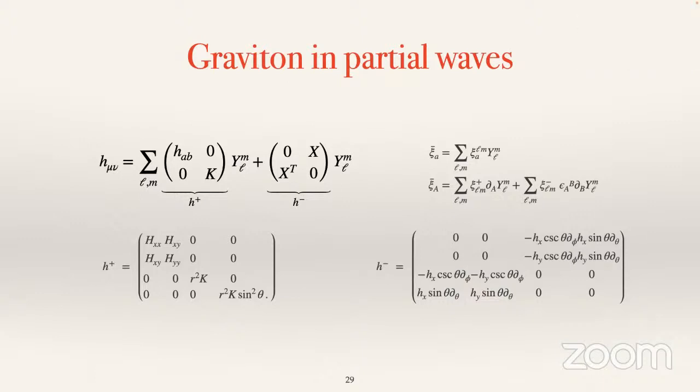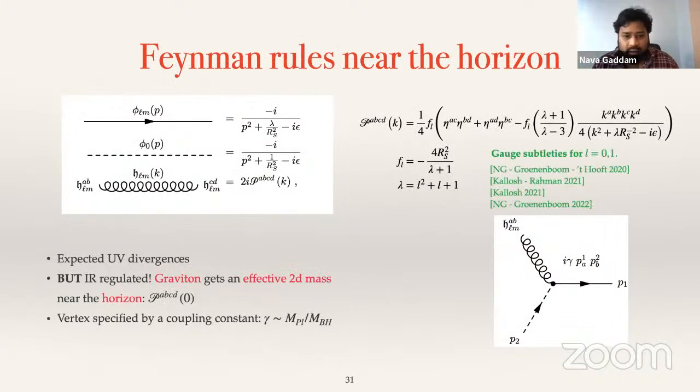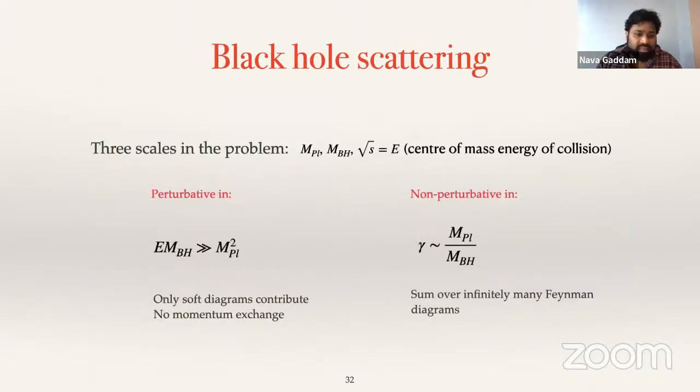Okay, please continue if there are no more questions. Okay. Yeah. So there are 3 scales in the problem, as I said. There is a Planck scale, there's a black hole mass, and the energy associated to the scattering.